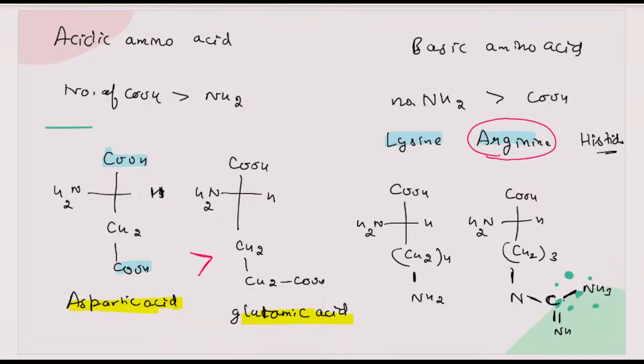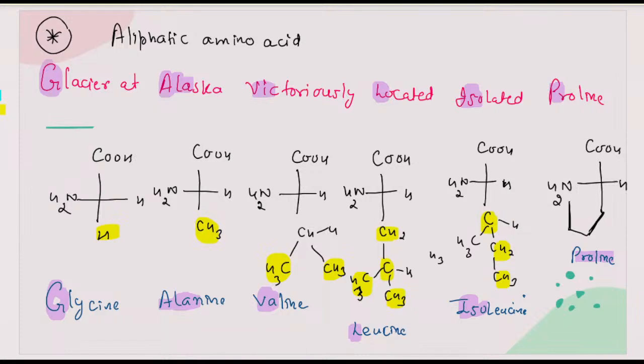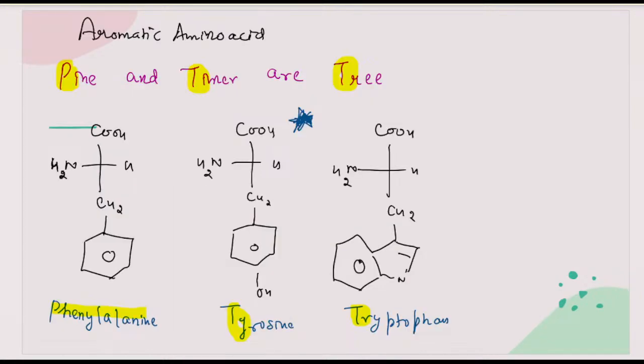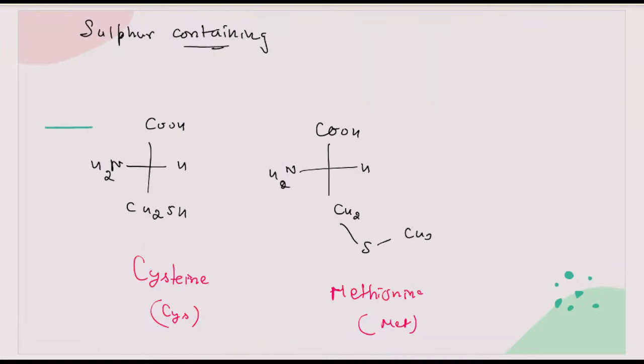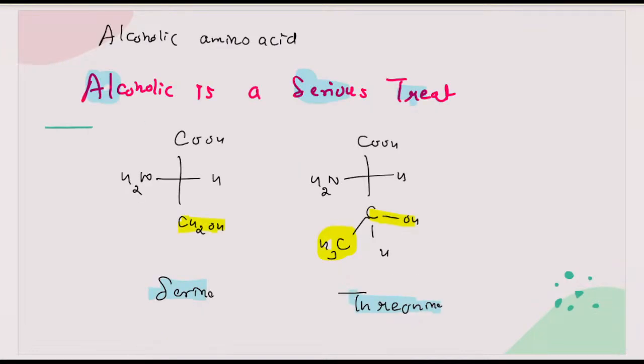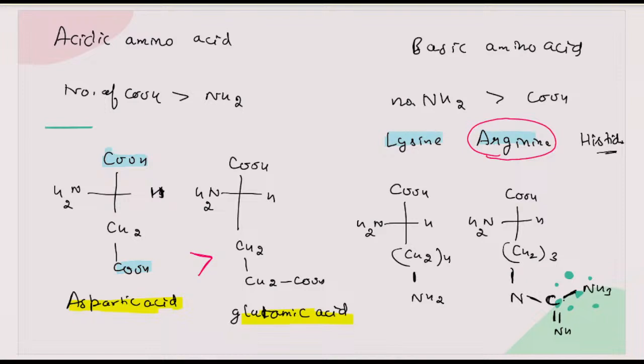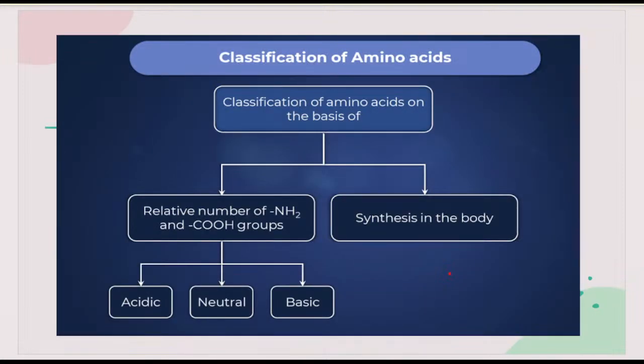Let me again brief that so that you can take a note. First of all, aliphatic amino acids. Second, aromatic amino acids. Then sulfur containing, then alcoholic group, and then acid and base. So this is how we are classifying the amino acids. See, this part we just covered, that we are having a total of two types of classification.